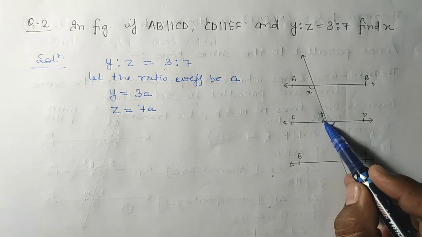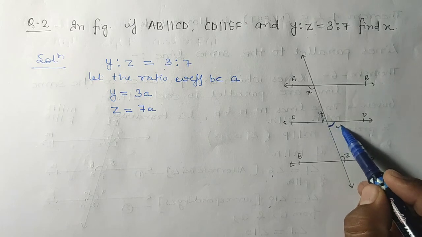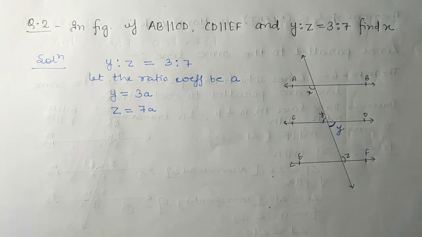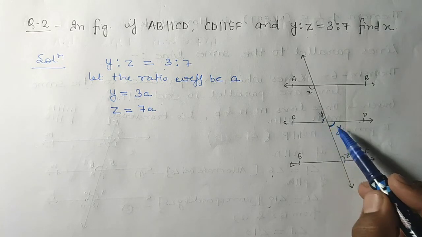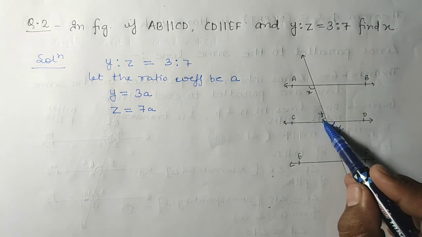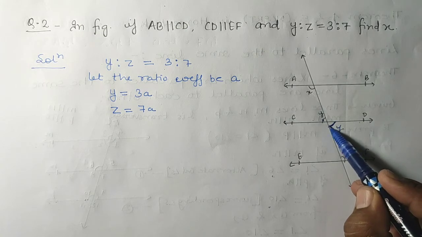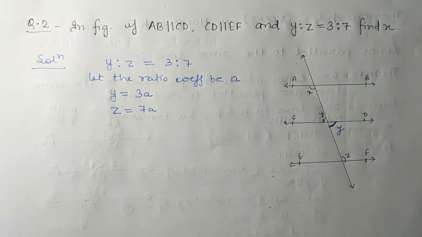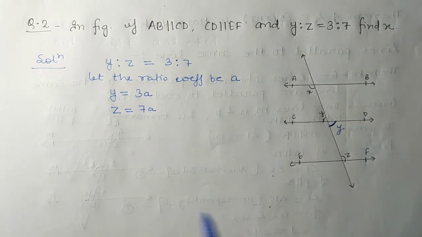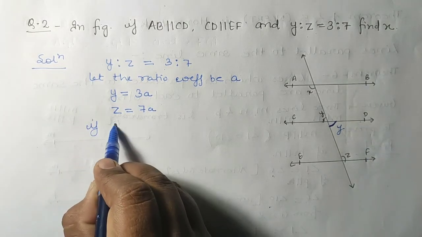If this is Y, then this angle will also be equal to what? Y. Why? Because these are vertically opposite angles, so this angle is also equal to Y.